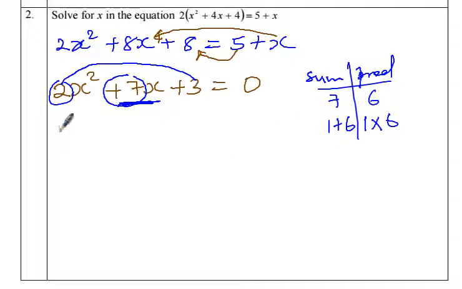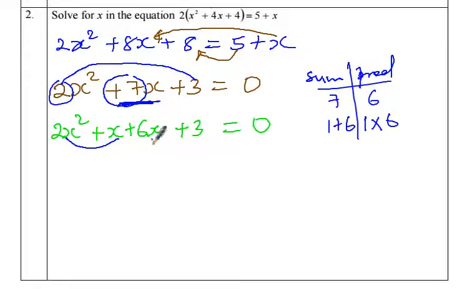So we write 2x squared. Now instead of saying positive 7x, I'll expand it into plus x plus 6x. Okay, this is a 1x. I don't need to put 1 here. It is already 1x. Then plus a 3 is equal to 0. And whenever we have 4 terms, we can relate these two, and we also relate these two. Now what do we do? We are supposed to factorize out the common term.